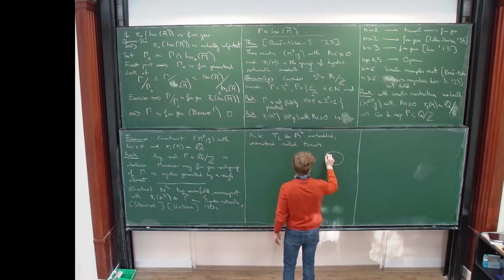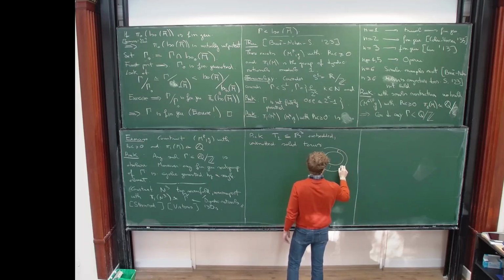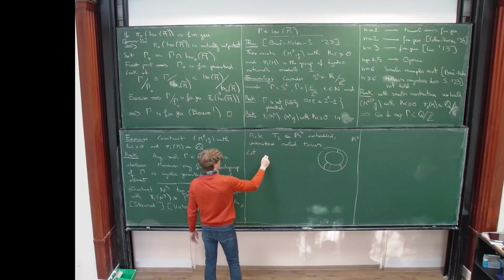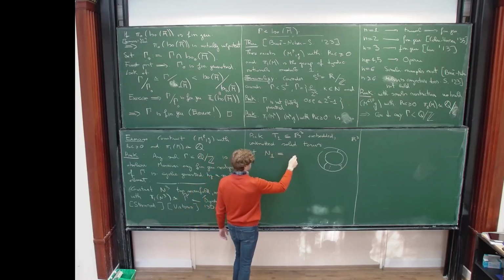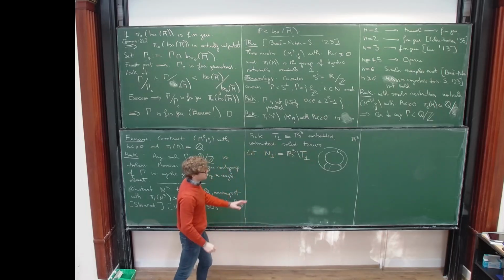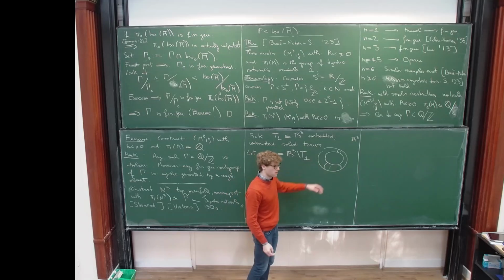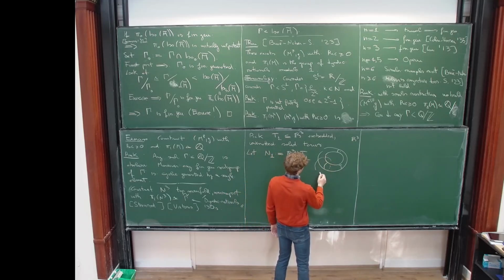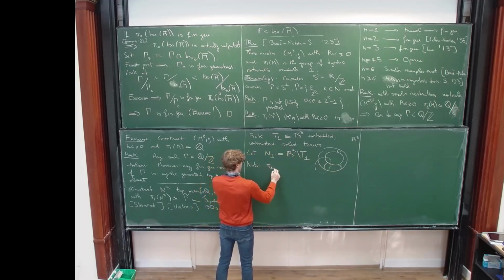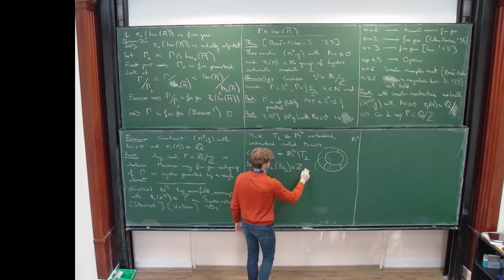So here is the picture. This is T1. This is R3. And let N1 be the complement of this solid torus. Now note that the fundamental group of this complement is isomorphic to the group of integers, and it's generated by the loop going around T1. So let me call the generator gamma 1.